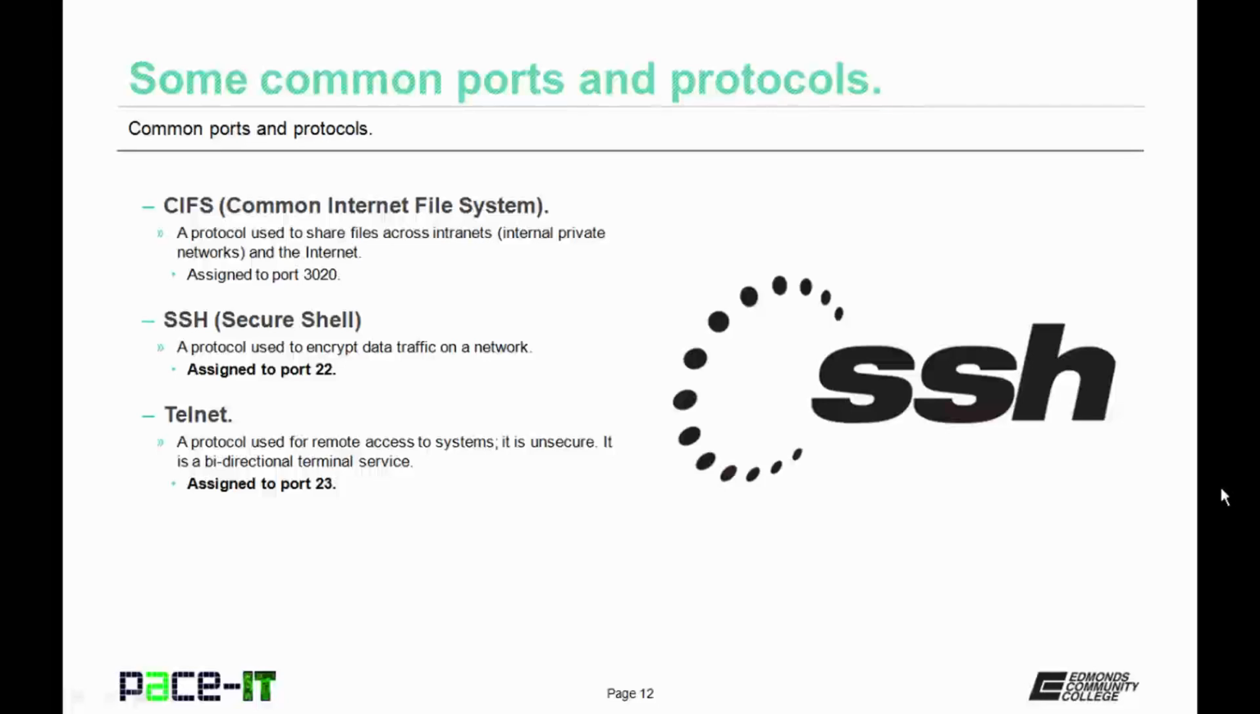I mentioned Secure Shell earlier, SSH. Well, it's a protocol that's used to encrypt data traffic on a network. SSH is assigned to port 22. And finally, we have Telnet. This is a protocol that's used for remote access to systems. It is unsecure, but it is a bidirectional terminal service, and it does come in handy on occasion. It's assigned to port 23.